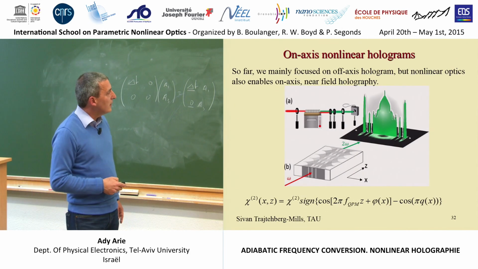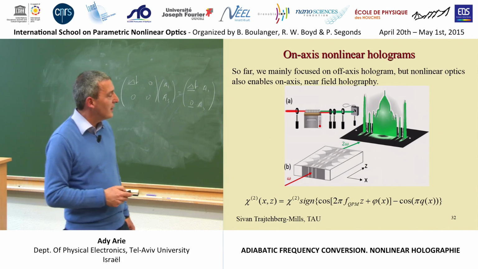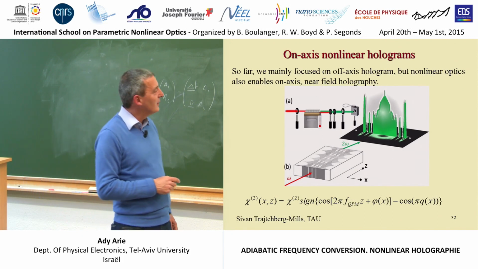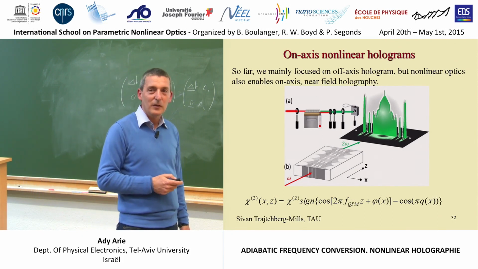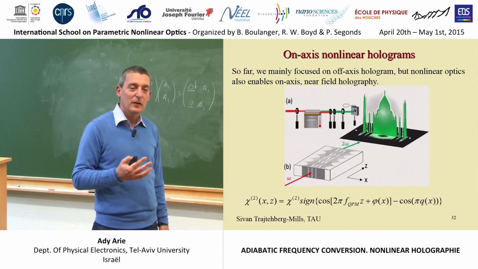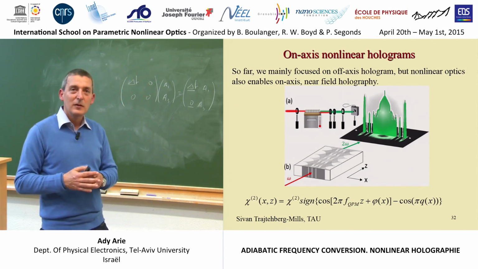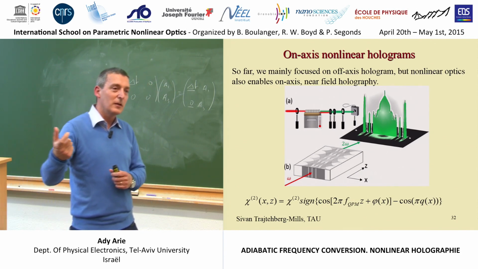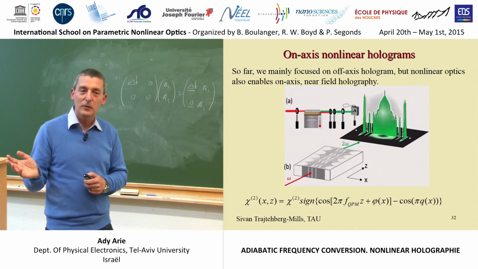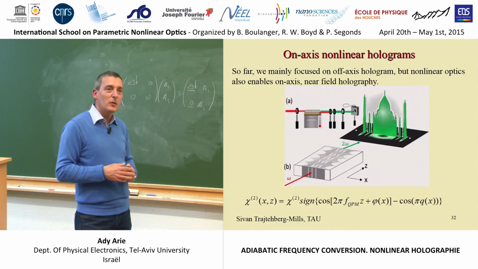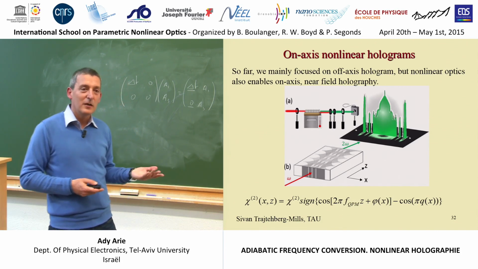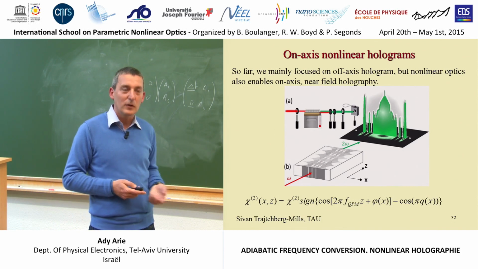Now, this is some recent result, not yet published. In fact, what I showed you so far was off-axis holography. The reason off-axis holography is very popular in linear optics is because you get what you want in the first diffraction order, whereas in the 0 diffraction order, you have some garbage. So when you work off axis, you can get rid of it. But if you do nonlinear optics, you can work also on axis. Why? Because the garbage is at omega, and you can just put a filter and work at 2 omega.